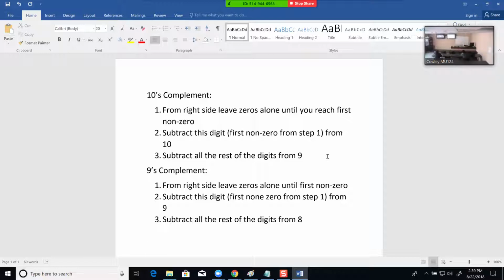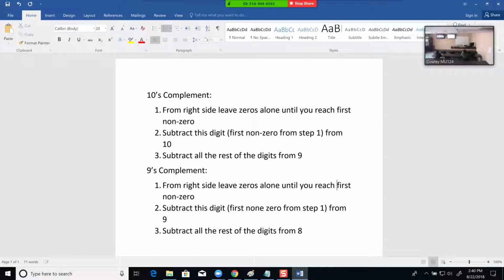We'll probably make up an example, but do you think you could, based upon this, write the steps yourself for finding 16's complement? Well, let's see. Look at step 1 here versus step 1 down here. Until you reach first non-zero. What does step 1 and step 1 look like? Exact same thing, doesn't it? So 16's complement would say the exact same thing. It would say from the right side, leave zeros alone to reach your first non-zero.